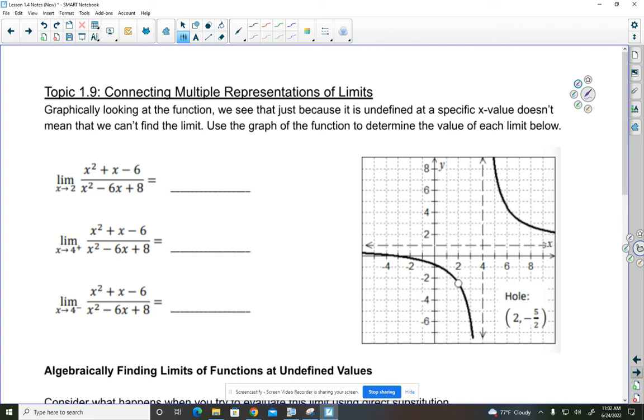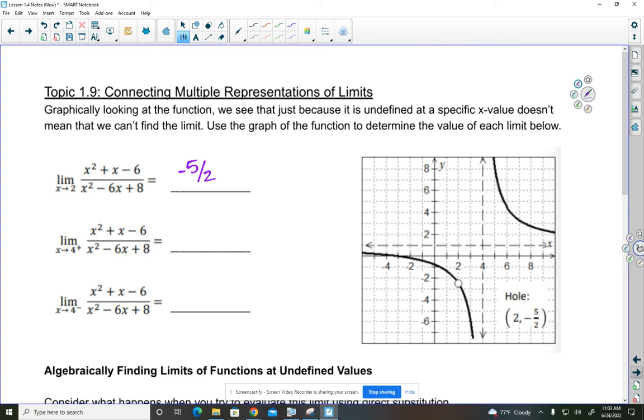Okay, just where we really wanted to make sure we were today. So graphically, looking at the function, we can see that just because it is undefined at a specific x value doesn't mean that we can't find the limit. So let's use the graph to determine the values of each of the limits below. Notice we're given the location of the hole as well at 2, -5/2. So the limit of this function, which we just worked with as well, as x approaches 2, we found already analytically, that was -5/2. But if we look at an x value of 2, we can see the location of that hole, right? It canceled out, and so we have that point discontinuity, that removable discontinuity here. And so that y value was -5/2.